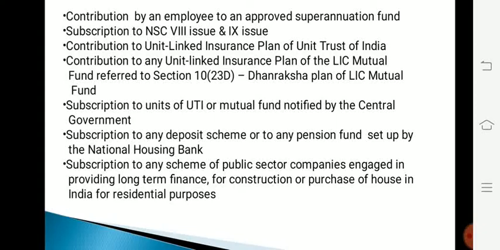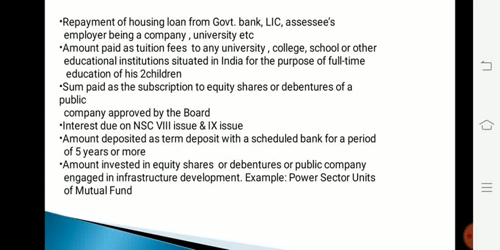Subscription to any deposit scheme or to any pension fund set up by the National Housing Bank. Subscription to any scheme of public sector companies engaged in providing long-term finance for construction or purchase of house in India for residential purposes. Repayment of housing loan from government, bank, LIC, assessee's employer being a company, university, etc.